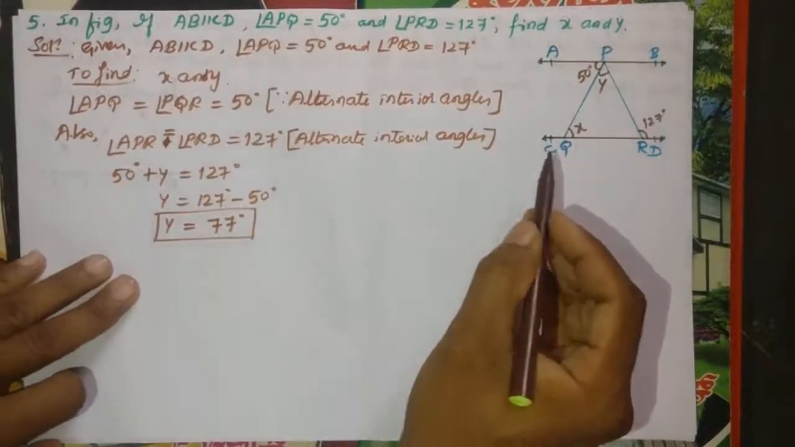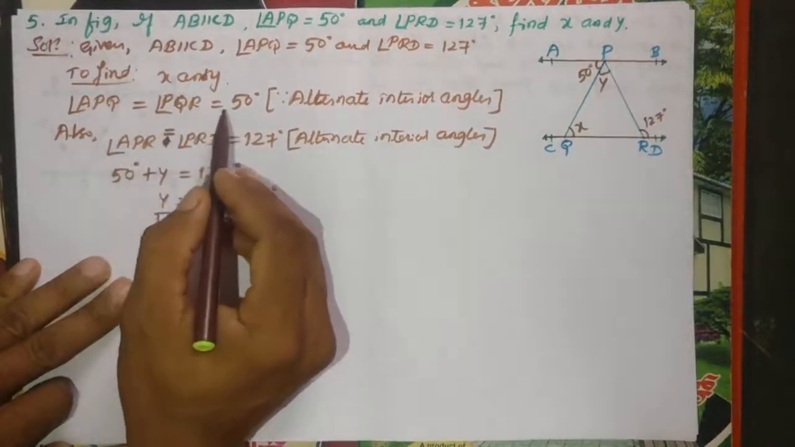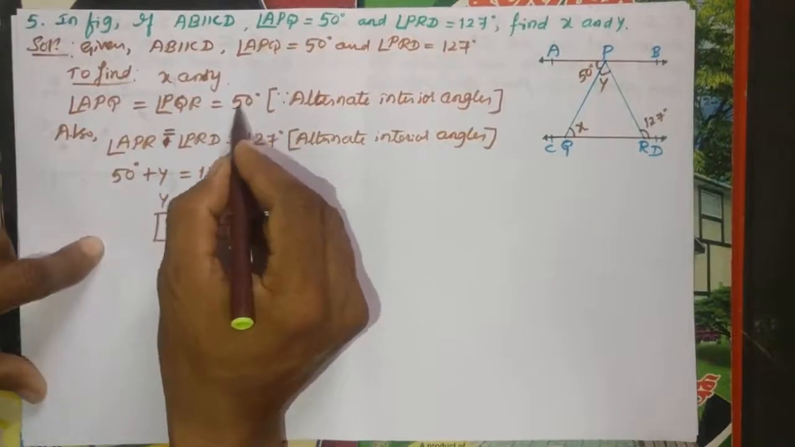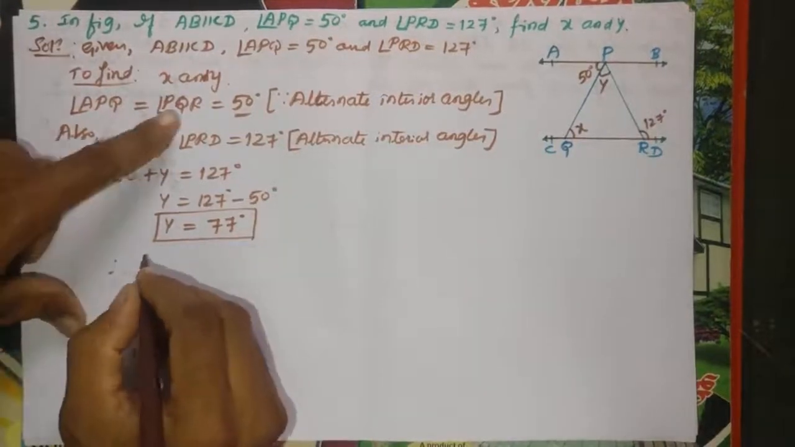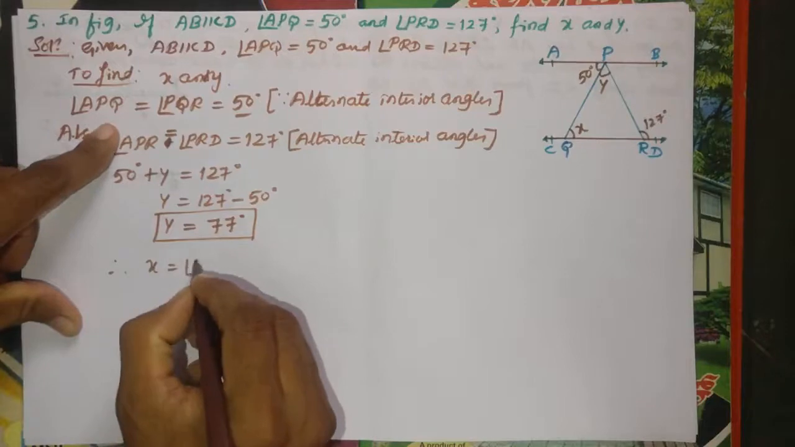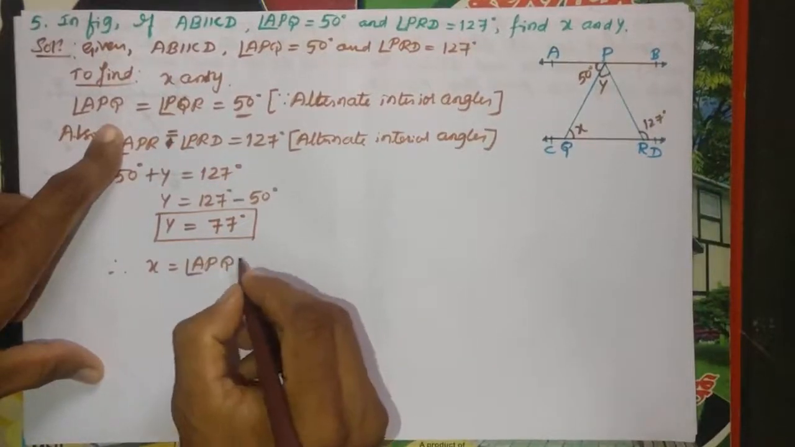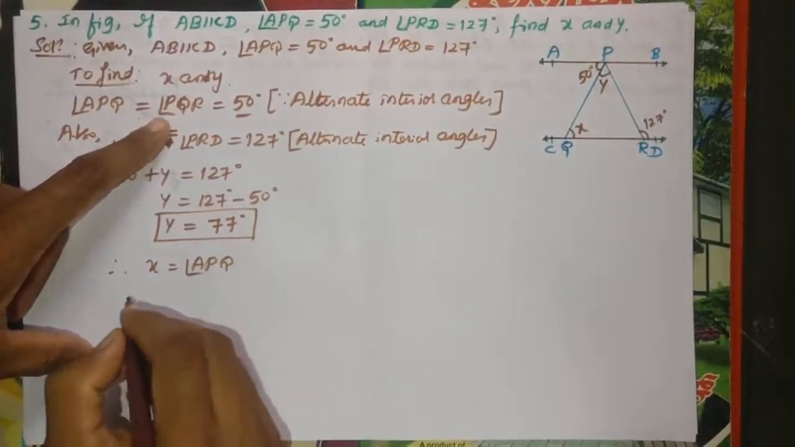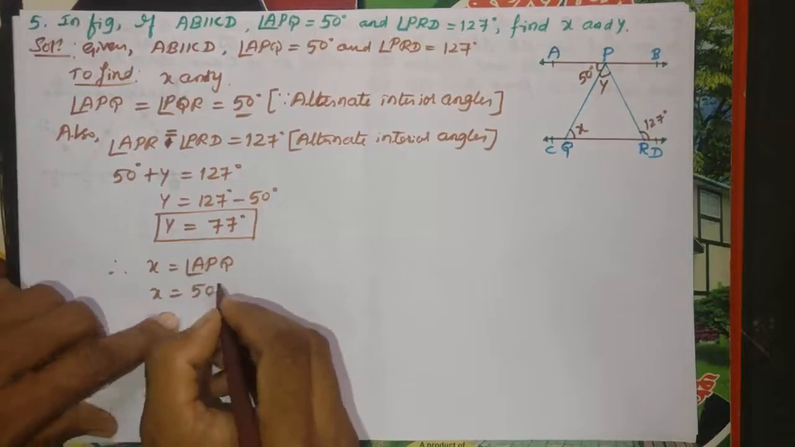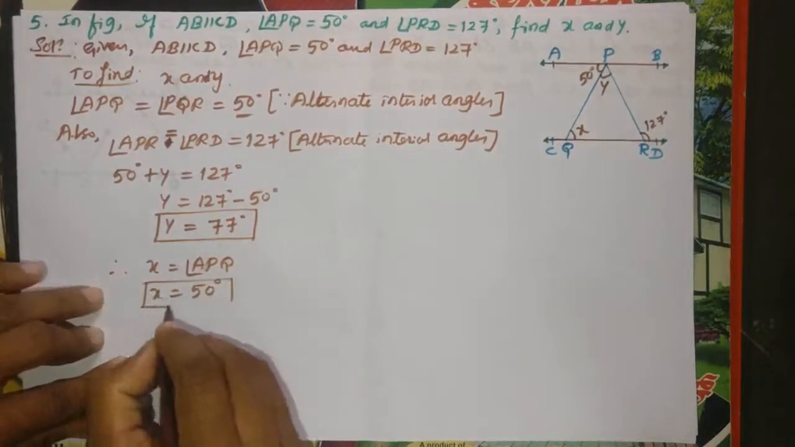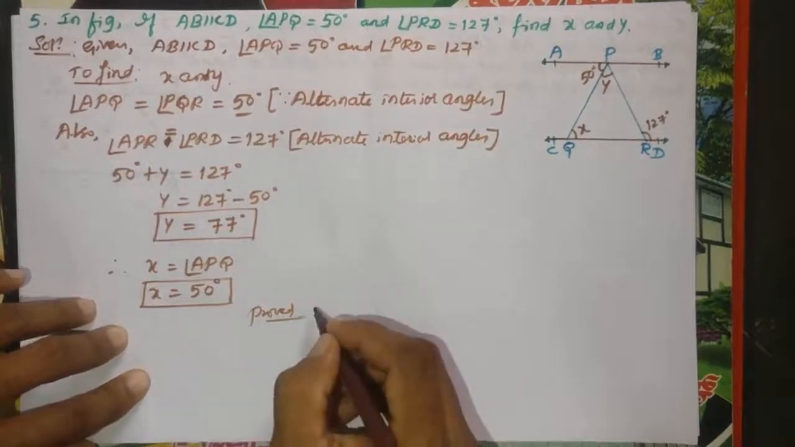Now we need to find X. Already we found that APQ is equal to PQR, which is equal to 50 degrees. So X is equal to angle PQR, which is equal to 50 degrees, and proved. This is the right answer.